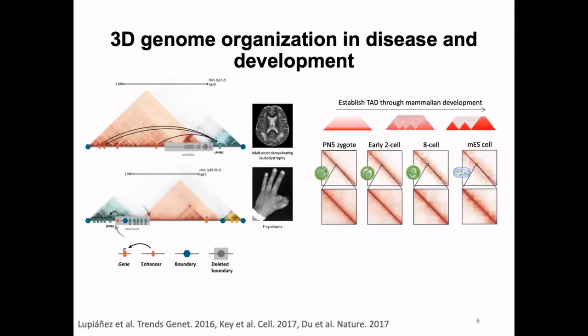And as you may know, the 3D genome has been implicated in many diseases, and it's also important for development. So here we have deletion of this TAD boundary, which would cause these limb-associated enhancers to start to interact with genes that they normally wouldn't interact with, and that could cause things like F syndrome, and polydactyly is also caused by a similar deletion. And so it's also important; we see changes throughout mammalian development as well.